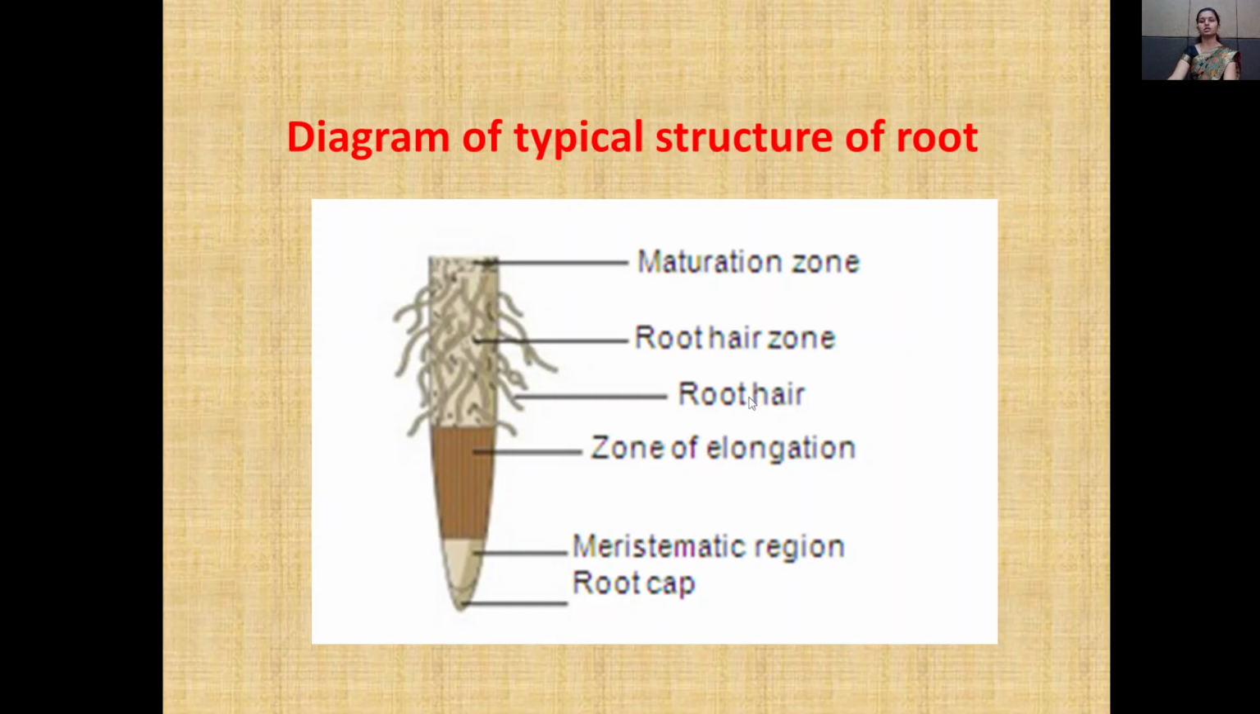The fourth region is the region of root hairs, which is also called the region of absorption, and the last is the region of maturation. Here the cells become different from one another. Go to the next slide.